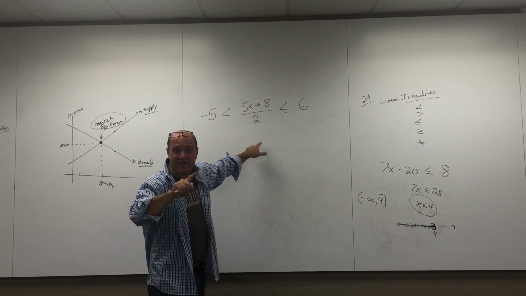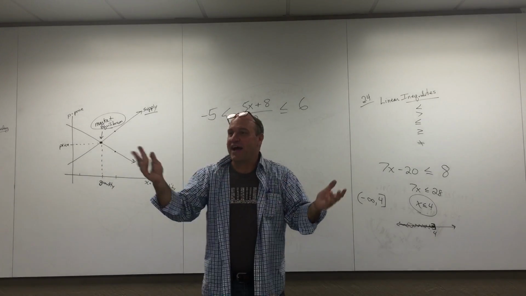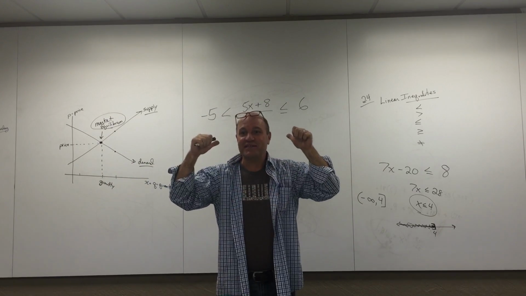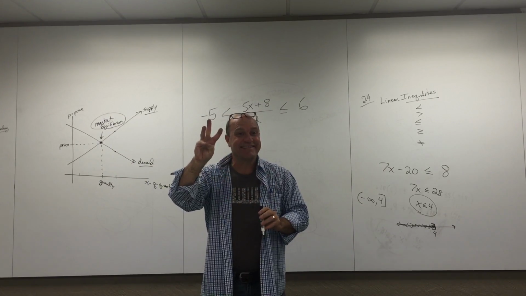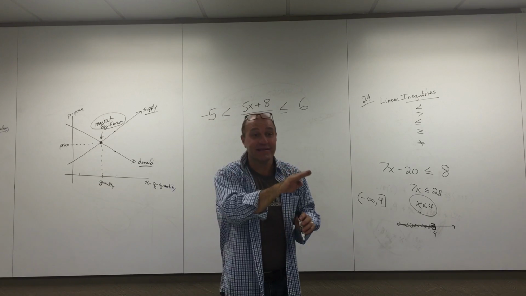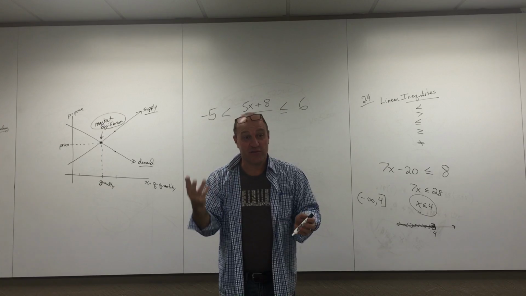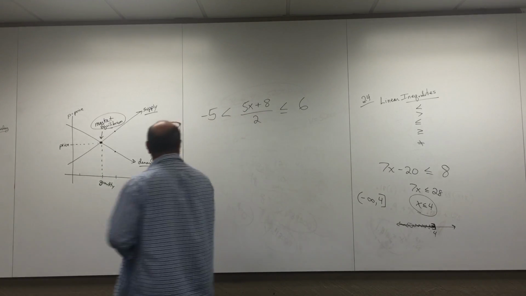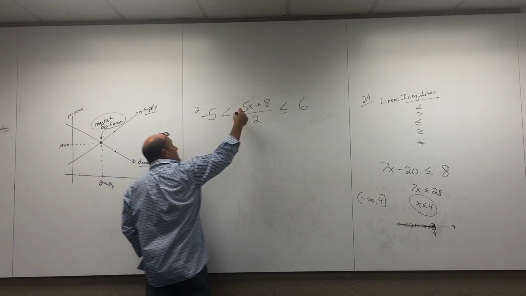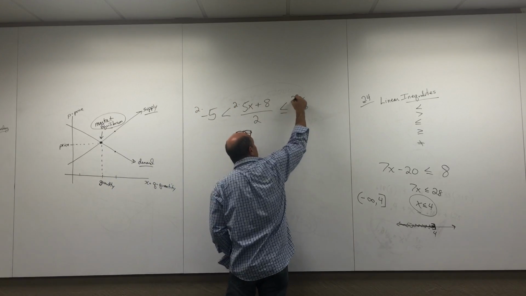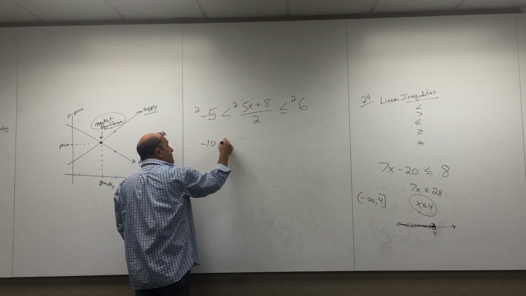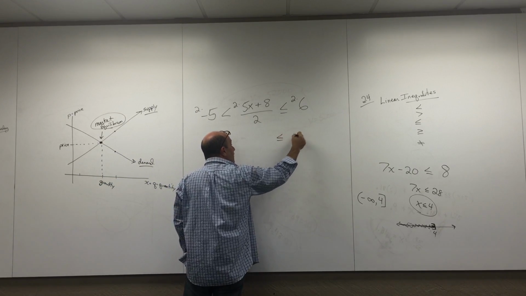But what's funny about this now is, you know how in algebra, whatever you do to one side, you do to the other side? What's funny about this guy is now you got 3 sides. So whatever you do to one side, you do to all 3 sides. I mean, it's weird to say 3 sides, but that's kind of how it is. When you say multiply by 2, you have to multiply this by 2, this by 2, and this by 2. This is negative 10, and over here it's a 12.